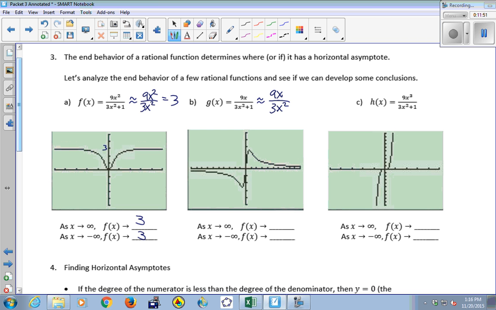And then when you reduce that fraction, you end up with 3 over x. Right? What happens to 3 over x when x gets really, really, really big?